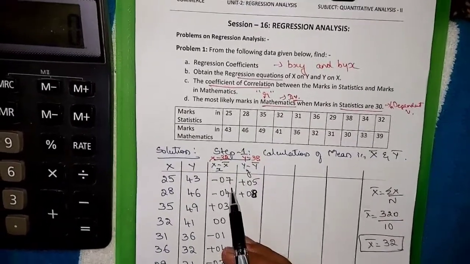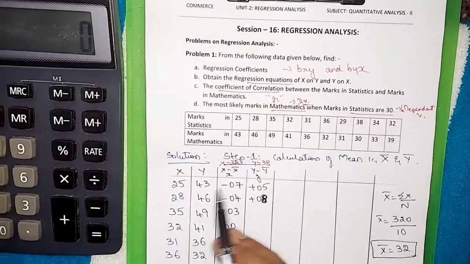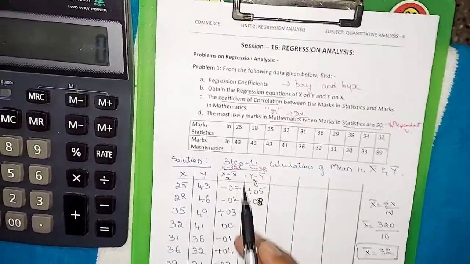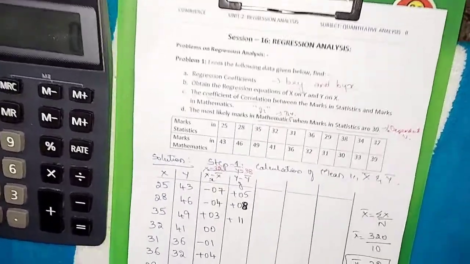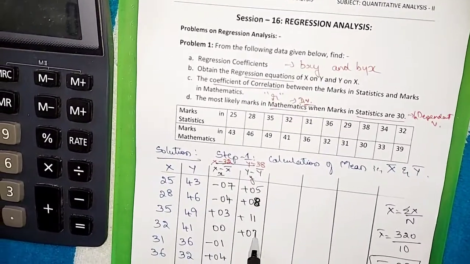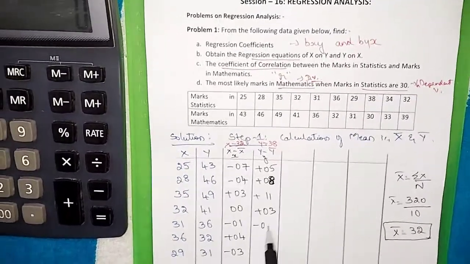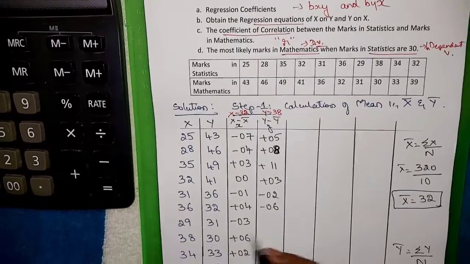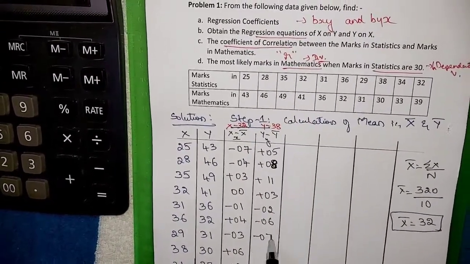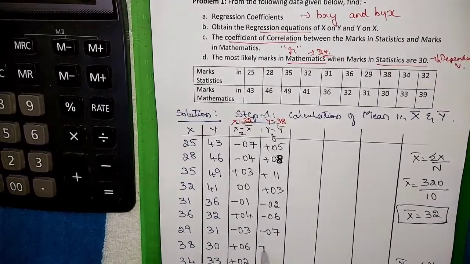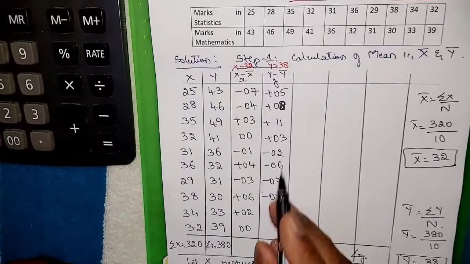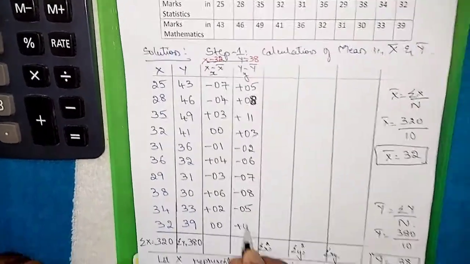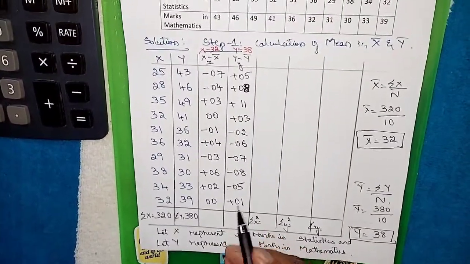Y minus y bar, that is y minus 38. 43 minus 38 is 5, 46 minus 38 is 8, 49 minus 38 is plus 11, 41 minus 38 is plus 3, 36 minus 38 is minus 2, 32 minus 38 is minus 6, 31 minus 38 is minus 7, 30 minus 38 is minus 8, 33 minus 38 is minus 5, 39 minus 38 is plus 1.